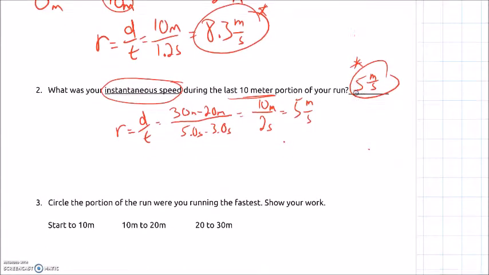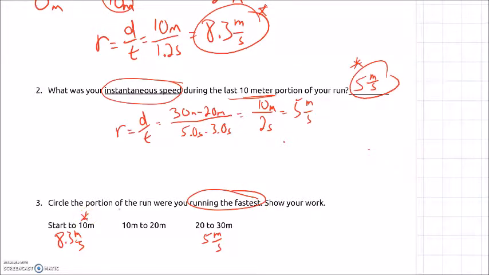So we know that our first 10 meters was 8.3 meters per second. Our last 10 meters was 5 meters per second, but we don't know our middle section yet. And we need to calculate that in order to figure out where we were running the fastest, the first 10 meters, the second 10 meters, or the last 10 meters in question number 3 here. So let's go ahead and calculate that.